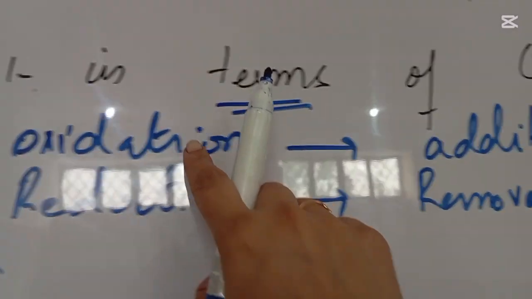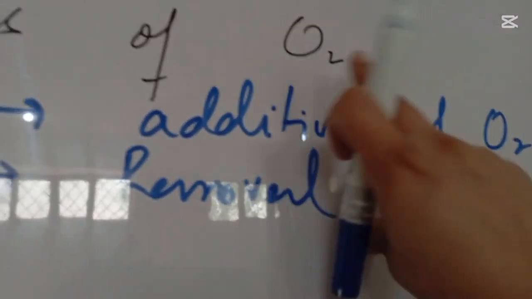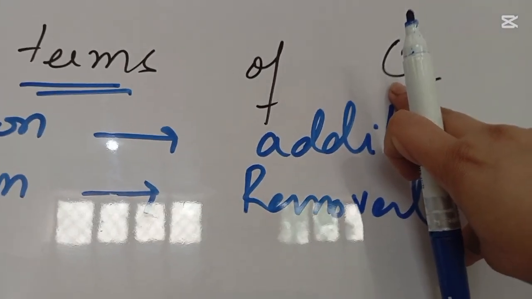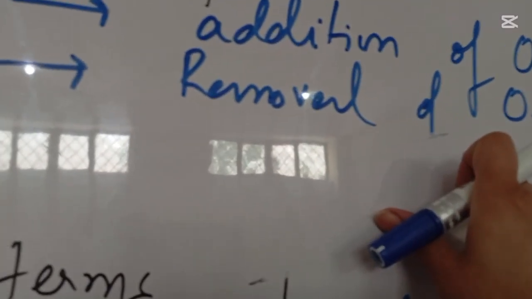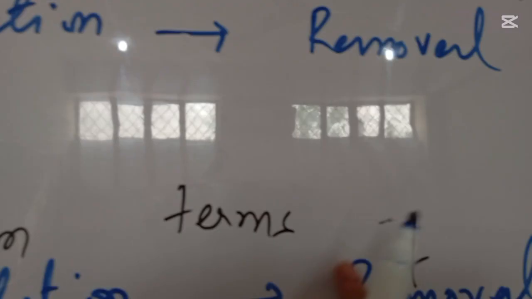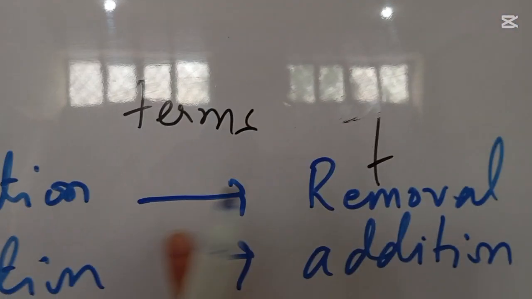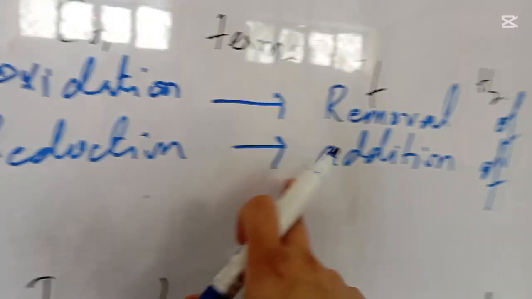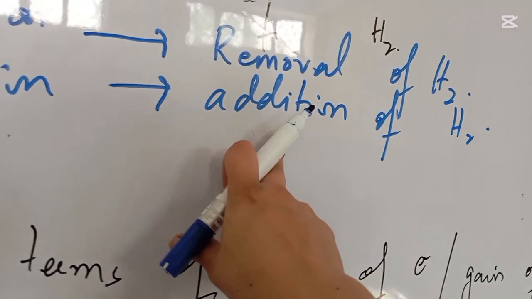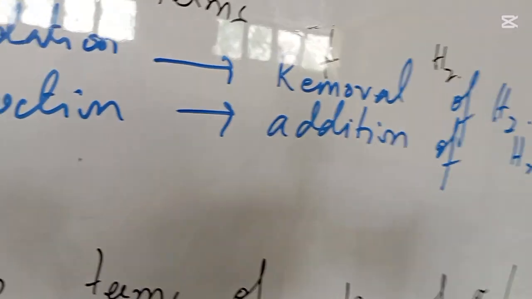Oxidation refers to the addition of oxygen in terms of oxygen, and reduction refers to the removal of oxygen. Similarly, in terms of hydrogen, oxidation refers to the removal of hydrogen, whereas reduction refers to the addition of hydrogen. Let's take an example of both of them.